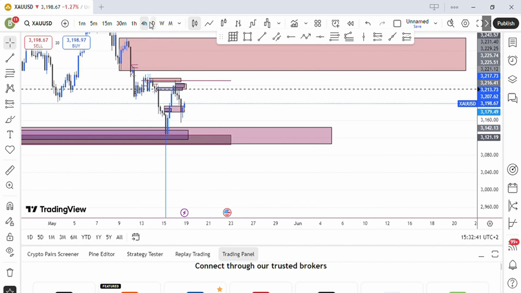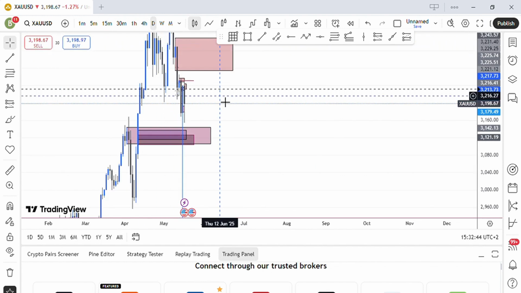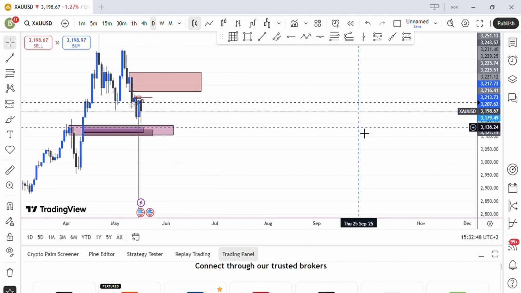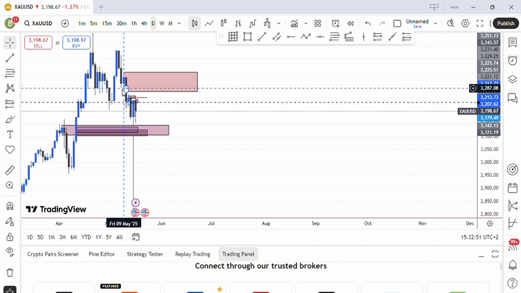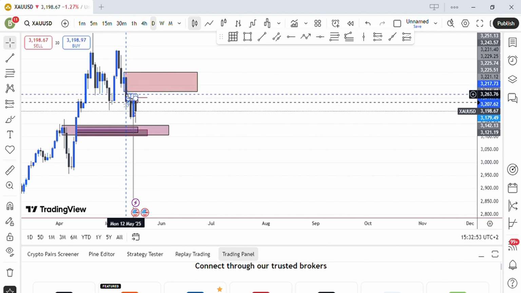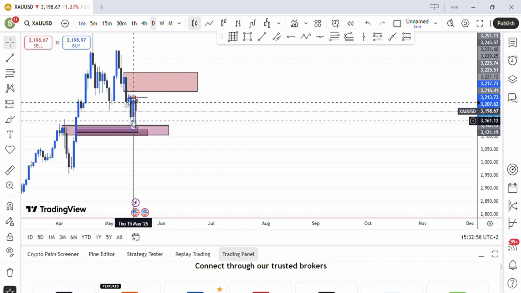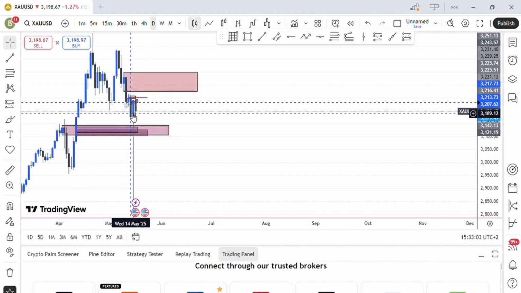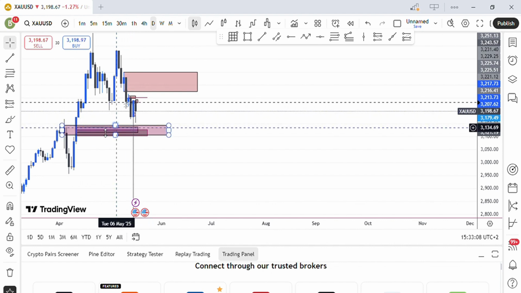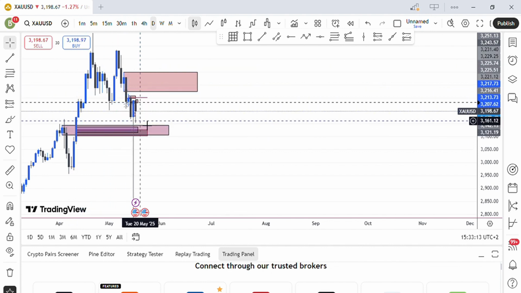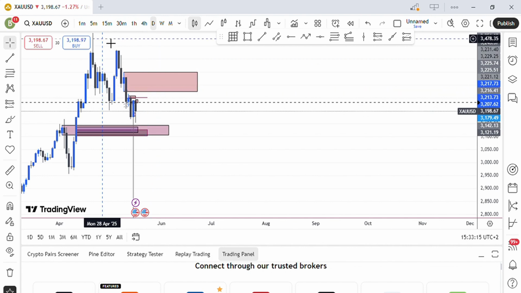Let me go to the daily first, because that's where I started. On the daily there's this engulfing where I was hoping price will come to, but before that, my interest for Friday was that price will come into this failed engulfing that we broke yesterday on Thursday, come back, retest it, and then go to this engulfing here.